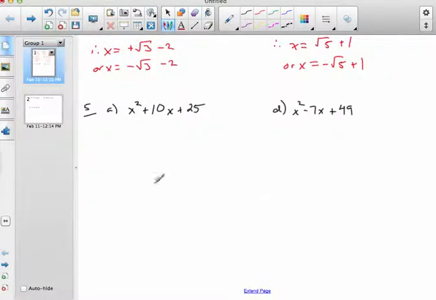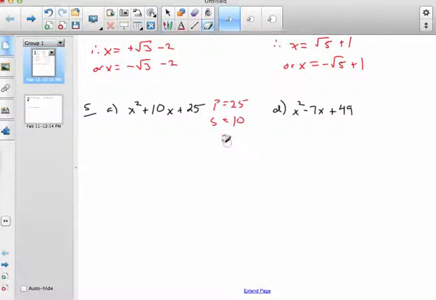There we go. Number 5. Determine whether each trinomial is a binomial square. In other words, can I make it look like one thing squared? Well, this one I'm going to try and factor. And so my product is 25, my sum is 10, so my two numbers are going to be 5 and 5.